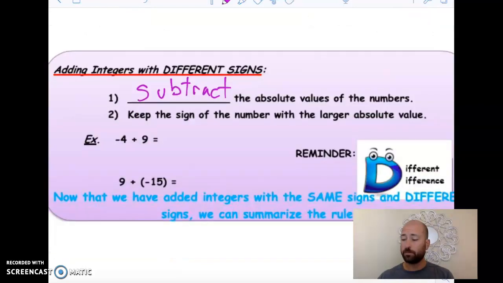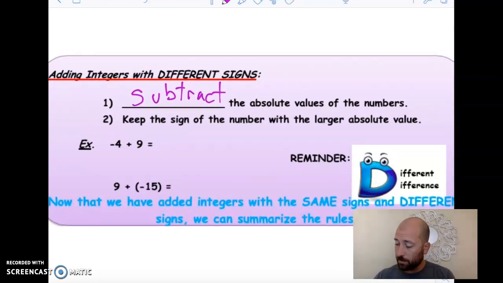So how does it work? If I look at -4 plus 9, well, the absolute value of -4 is 4. The absolute value of 9 is 9. 9 minus 4 is 5. Now, if I'm 9 feet above and I go down 4, I'm still 5 feet above the water. So we keep the sign of the larger absolute value, which is +9 in this case.